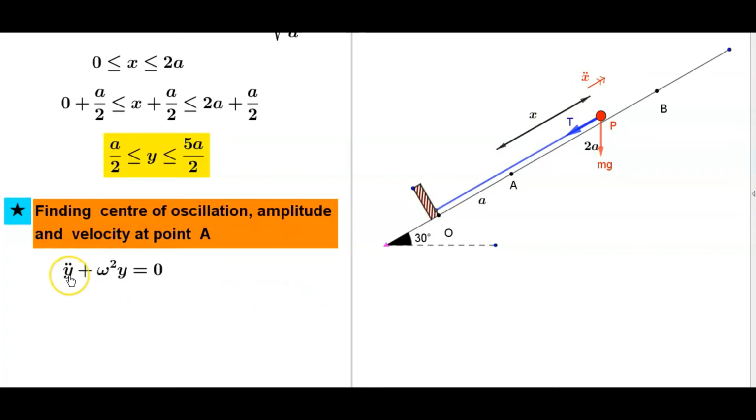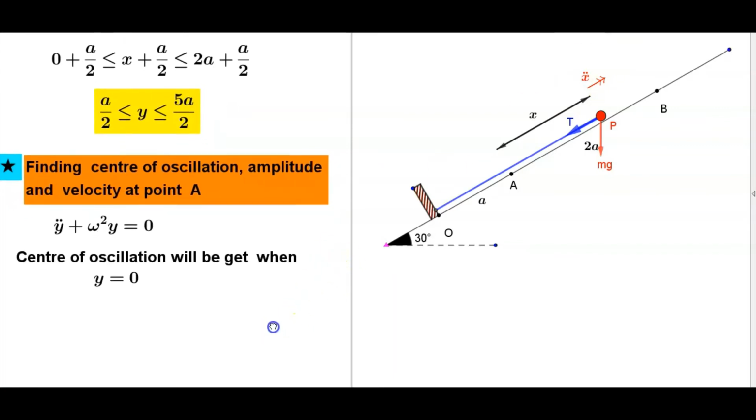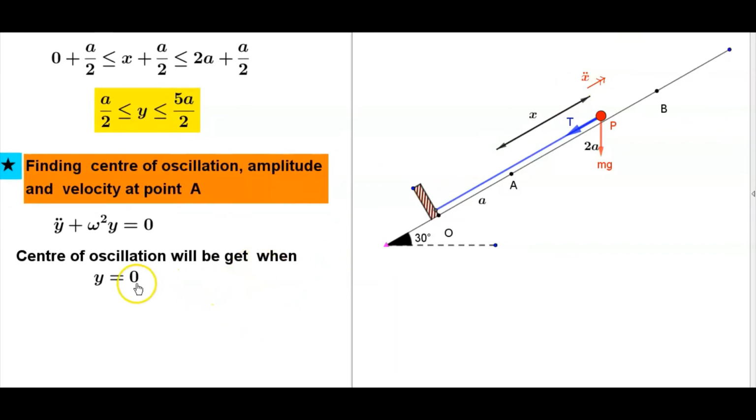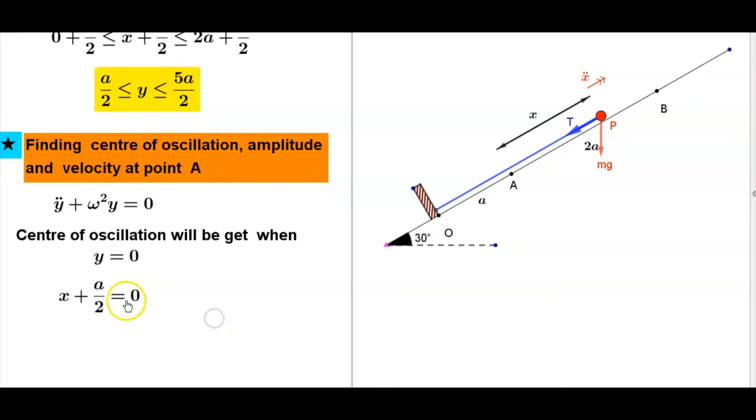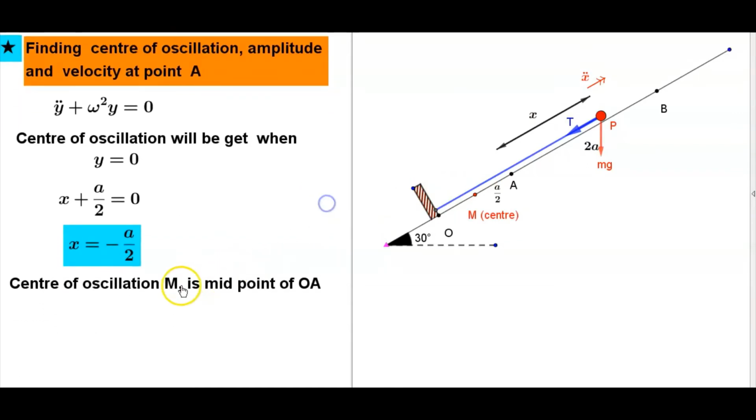We already know y double dot plus omega squared y is equal to 0. The center of oscillation is obtained when y is equal to 0. But y is x plus a by 2, so this equals 0 to get the center of oscillation. Therefore, x is equal to minus a by 2. Therefore, the center of oscillation will be at a distance minus a by 2, call it M.